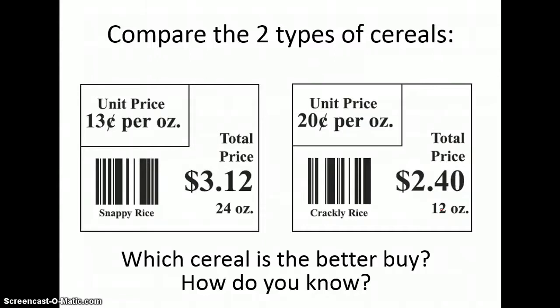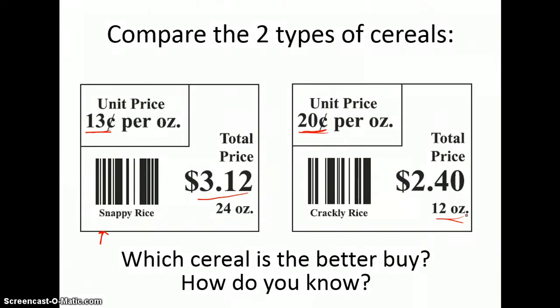Well, the better buy is actually going to be Snappy Rice, because even though it costs more than Crackly Rice, I look at this little piece in the corner, the unit price, and I find that it's 13 cents per ounce versus Crackly Rice, which costs 20 cents per ounce. If I were to take the 24 ounces of Snappy Rice and divide them into 1 ounce pieces, I would pay 13 cents for each of those pieces, versus with the Crackly Rice, if I divided those 12 ounces into 12 equal pieces, I would have to pay 20 cents for one of those piles.